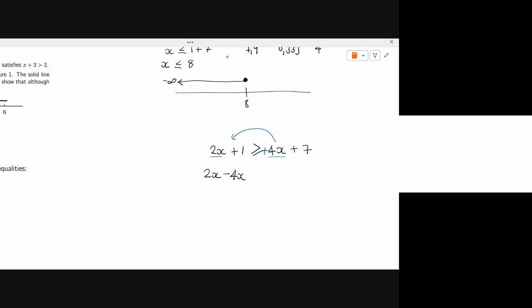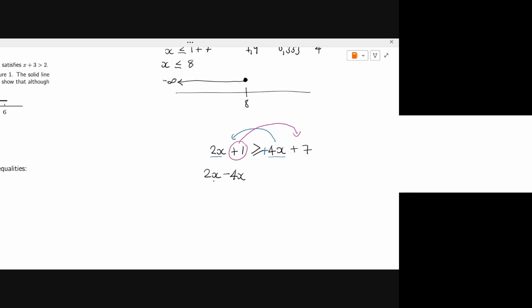Which guy on this side doesn't belong here? Which one doesn't have an x and needs to move? 1. Good, the +1. Right. So I'm going to take the +1 over to the other side. What's going to happen to it on that side? Sorry, negative. It's going to become negative, right?